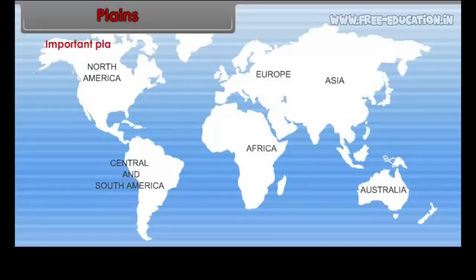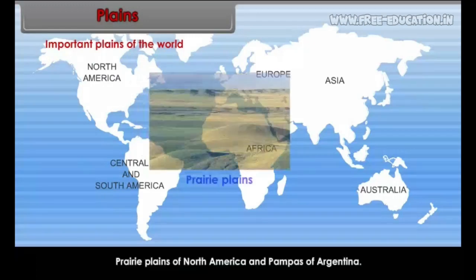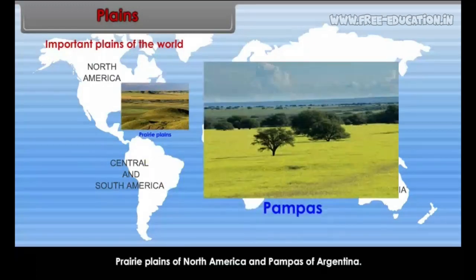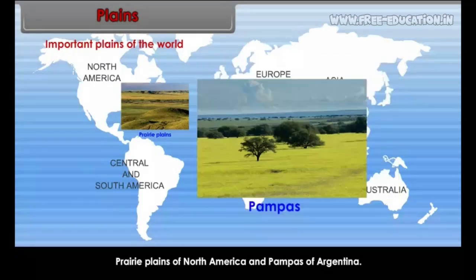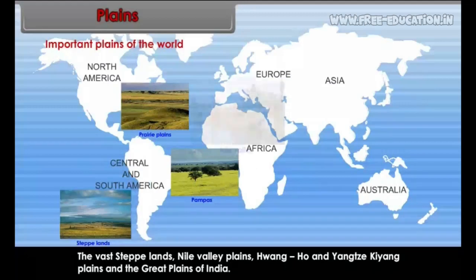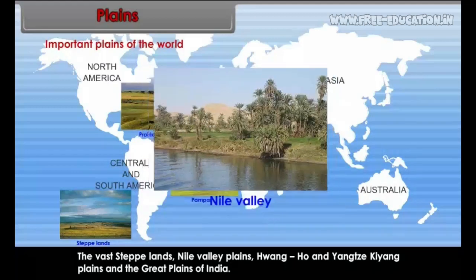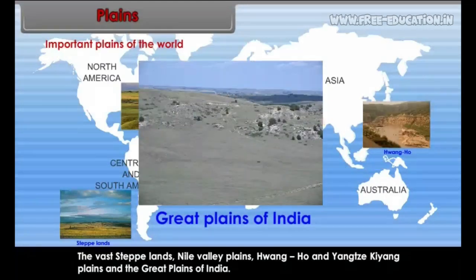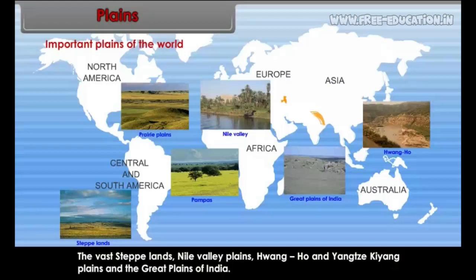Some of the important plains of the world are the following: Prairie Plains of North America and Pampas of Argentina, the vast steppelands, Nile Valley Plains, Huanghe and Yangtze-Kiang Plains, and the Great Plains of India.